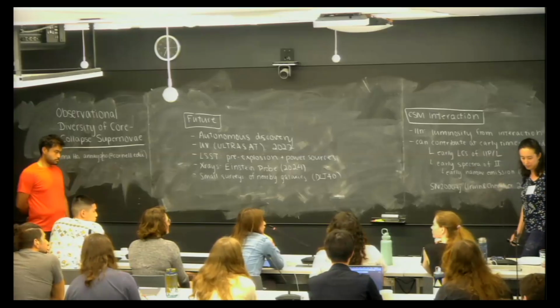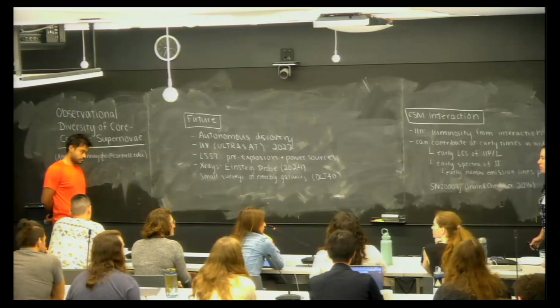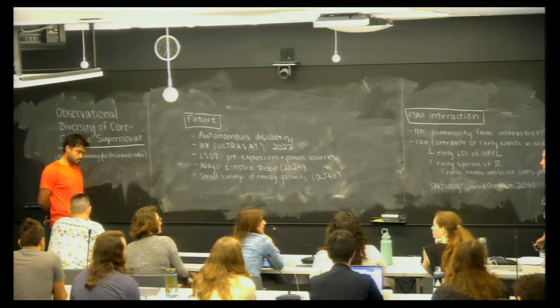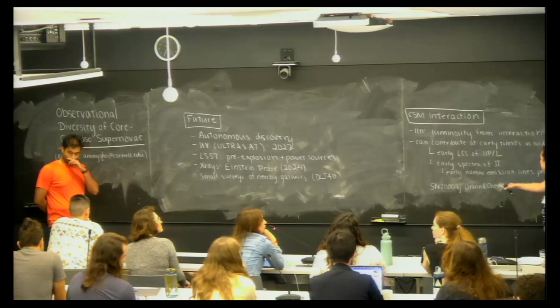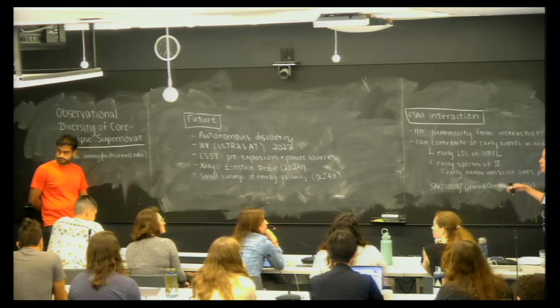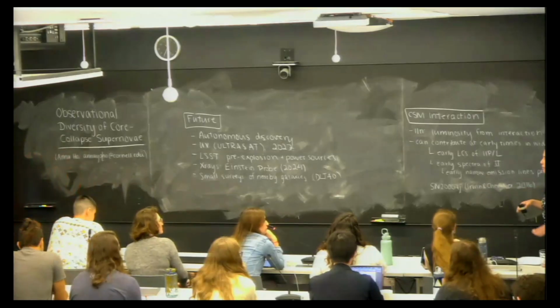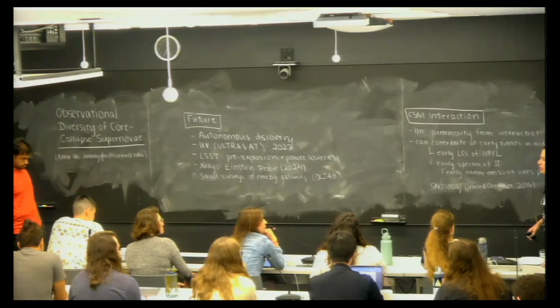From your light curve, observational perspective, what would have to be checked to say it's a jet? Then you have to be talking about the radio emission and the X-ray emission. You can't just be looking at the optical light curve. Yeah.